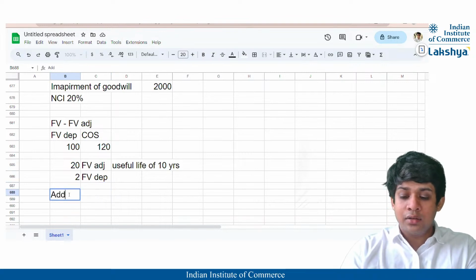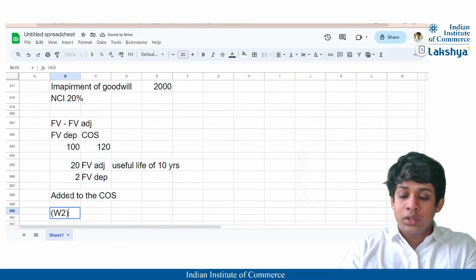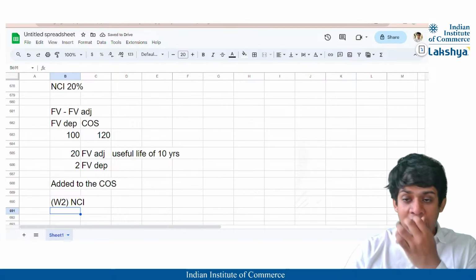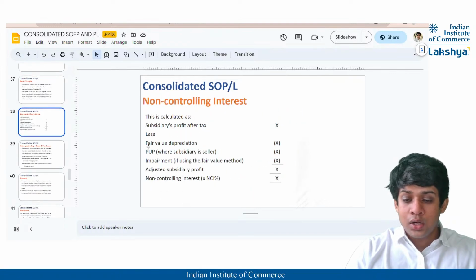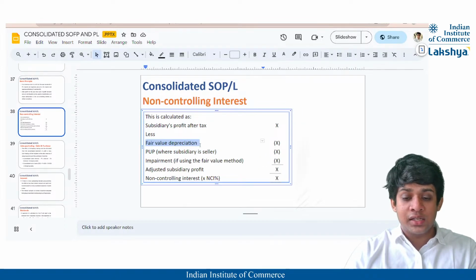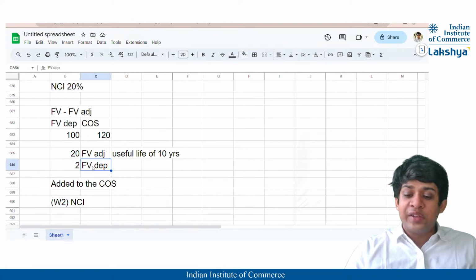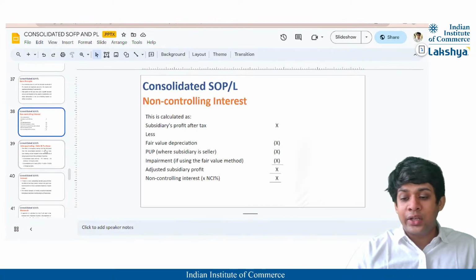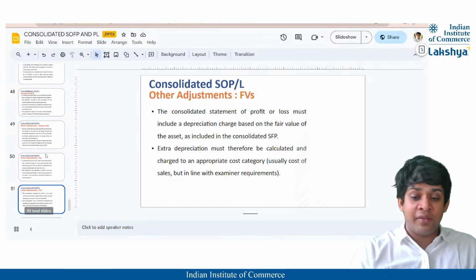Okay, this will be added to the cost of sales, and it will also be reduced in the working note 2, that is the calculation of NCI, where we take the subsidiary's profit after tax and then subtract the fair value depreciation. If you remember that working note, it is here. Here, this one. So fair value depreciation, you can see it is subtracted, right? So this fair value depreciation will be added to the cost of sales and subtracted from the non-controlling interest calculation. Okay. That was all about impairment and fair value adjustments.